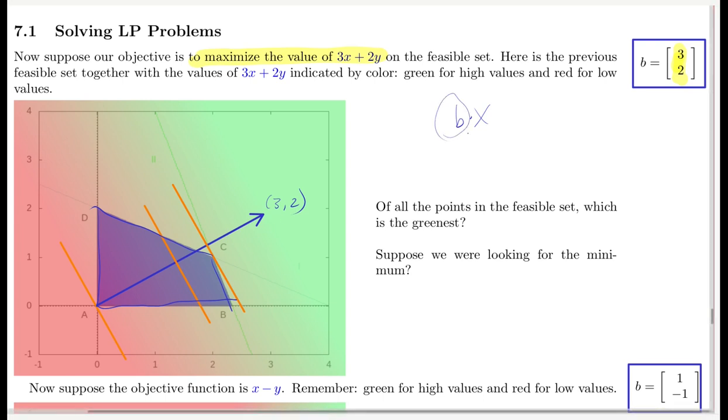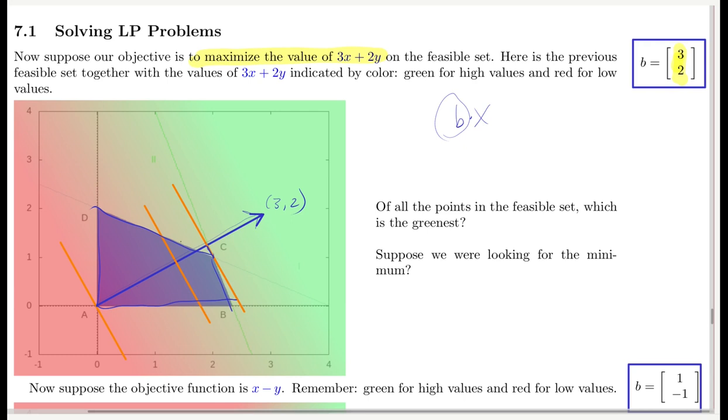Okay? So, if you think about that, b is a vector, so there's the direction indicated by b. Which point in the feasible set points the furthest in that direction? Well, that would be the point in the feasible set which, when projected onto that vector, goes the farthest in that direction, or has the largest projection onto that vector.